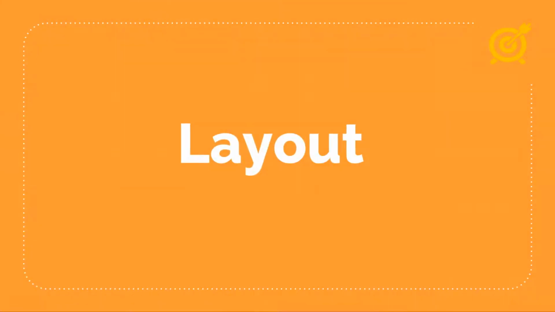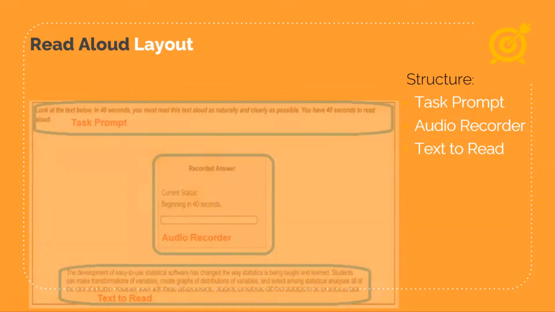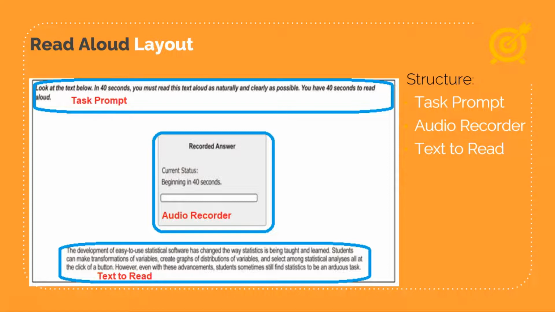Layout. So this is how you see the read aloud question in the actual exam. On the top, you see the task prompt, which tells you that you have 40 seconds to prepare and 40 seconds to read aloud. Just below that, you see the audio recorder, which initially shows a countdown timer, and when the recording begins, the timer starts from 0, and it also shows you a progress bar. And at the bottom, you will see the reading passage, which needs to be read clearly and naturally. Once you are done recording your response, you click Next to move to the next question.